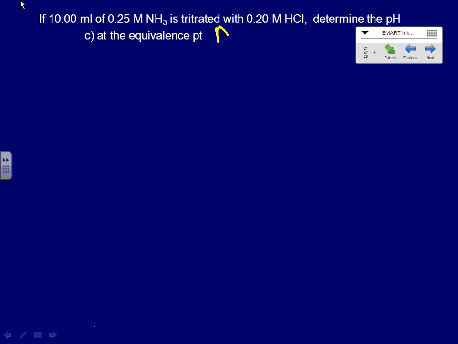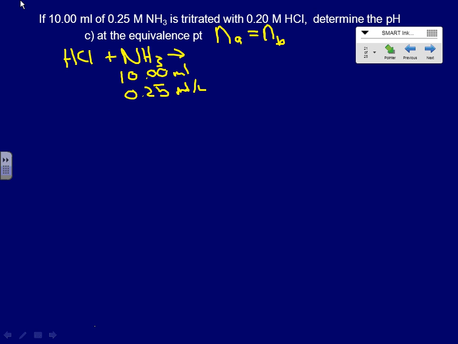Remember, at the equivalence point, the number of moles of acid equals the number of moles of base. HCl plus NH3, 10 milliliters, 0.25 moles per liter, 2.5 millimoles. Now, because we're at the equivalence point, 2.5 millimoles, 0.2 moles per liter. And now I'll work my way up and solve for the volume. 12.5 milliliters is needed.